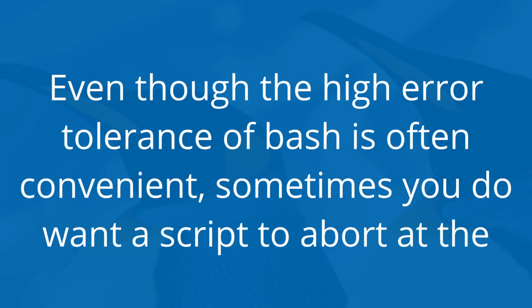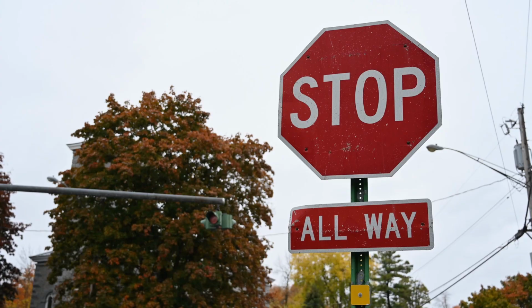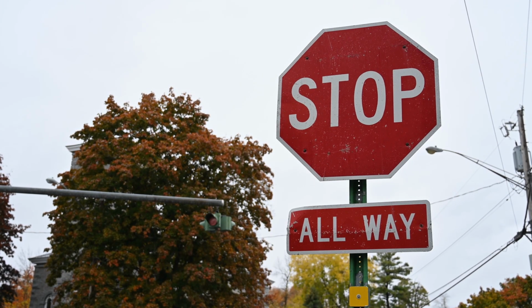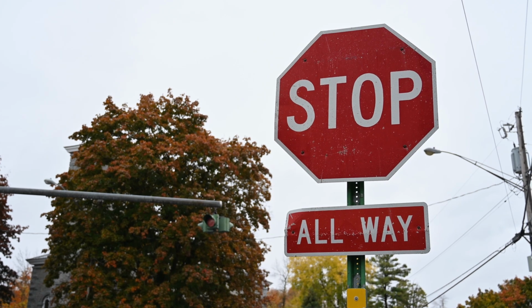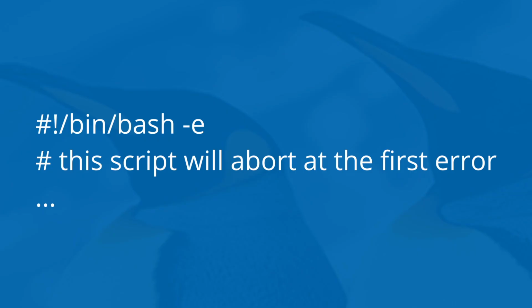Even though the high error tolerance of Bash is often convenient, sometimes you do want a script to abort at the first error and not produce possible subsequent errors. You can achieve this by including set -e in the code. From this position on, errors lead to the immediate end. If you want this strict error control to apply to the entire script, you need to specify this option right in the first line.